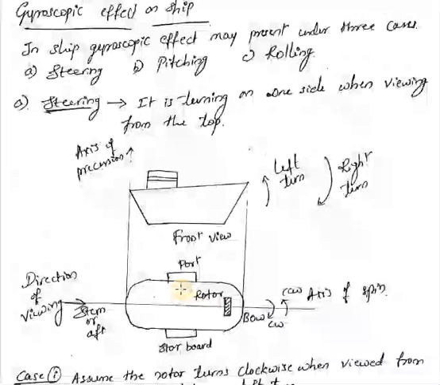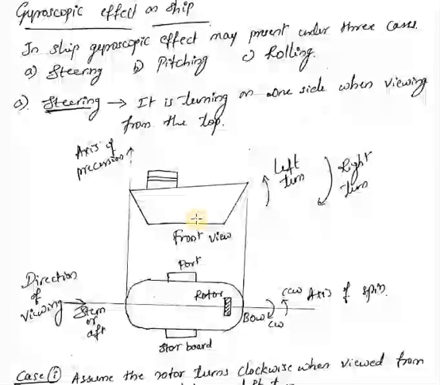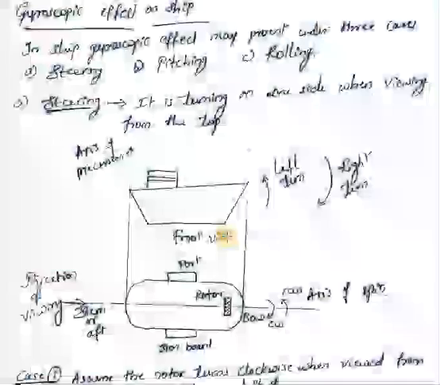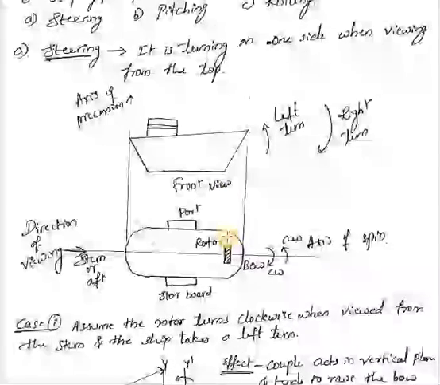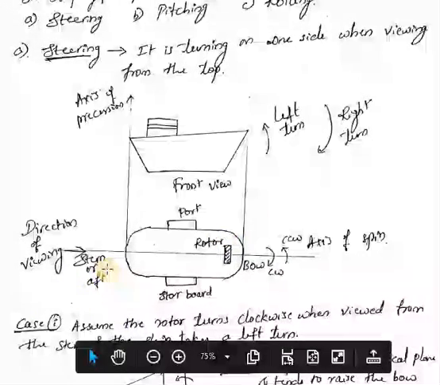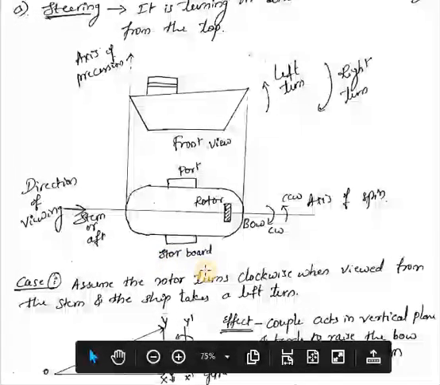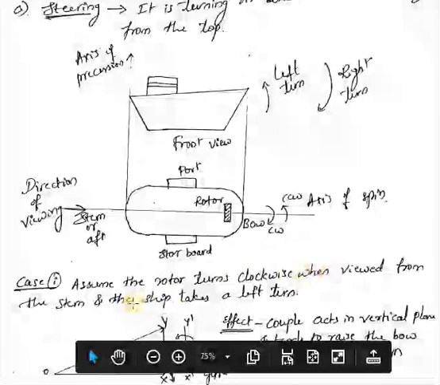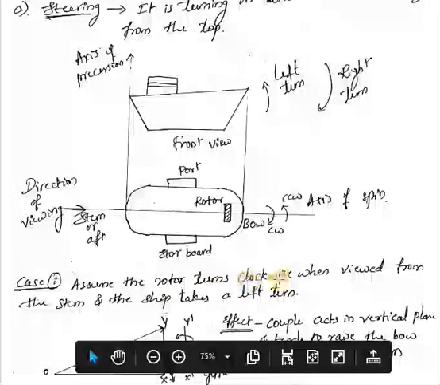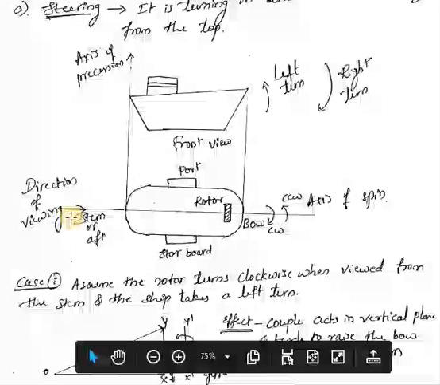In case of steering, the basic definition of steering is the turning on one side when viewed from the top end. Here also we have conditions. The first condition, case number 1, is to assume the rotor turns clockwise when viewed from the stern and the ship takes a left turn. When you are viewing from the back end, the rotor is rotating clockwise.